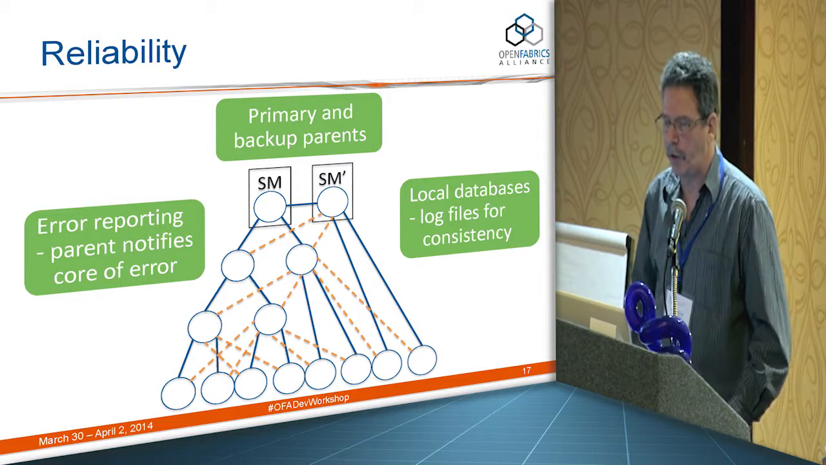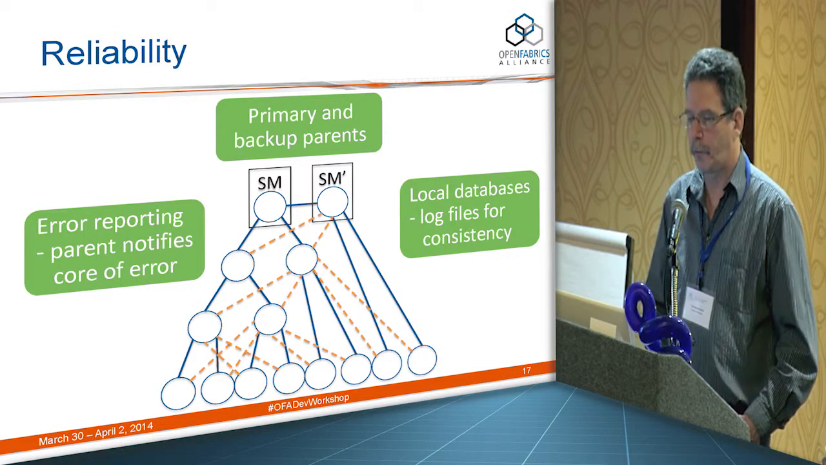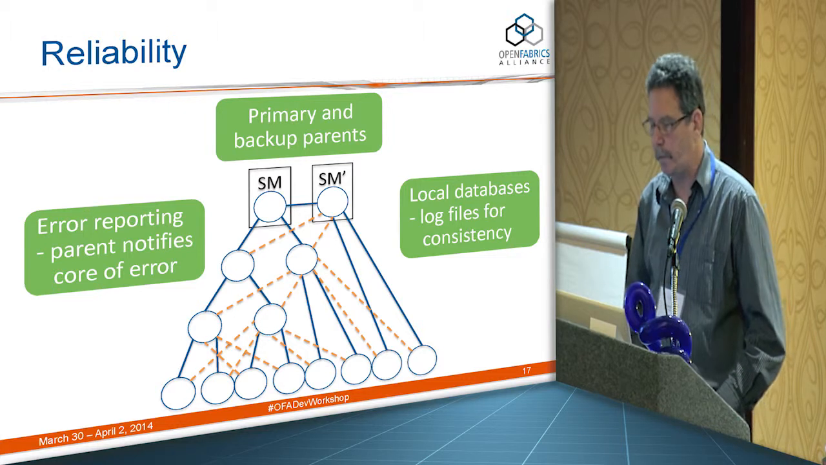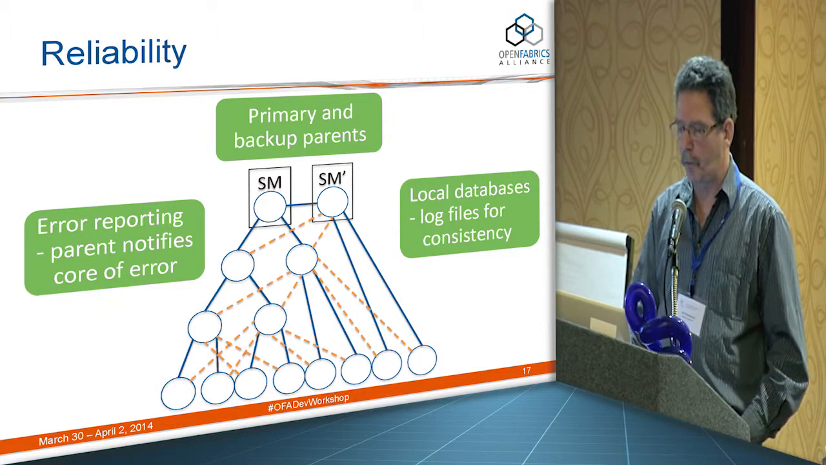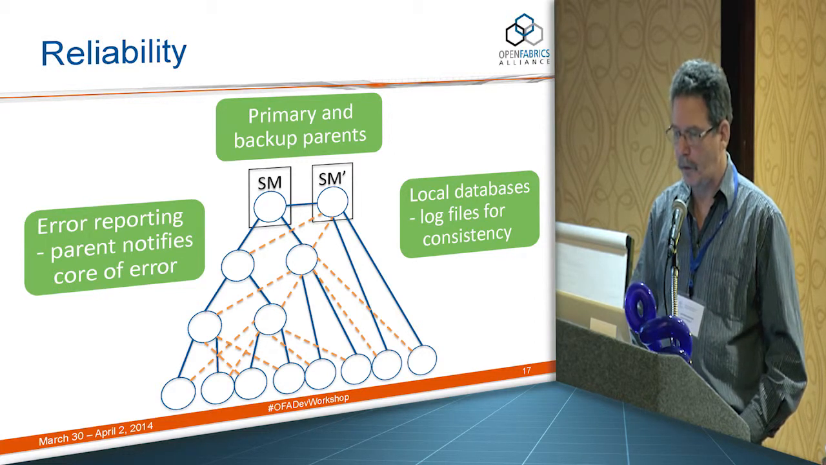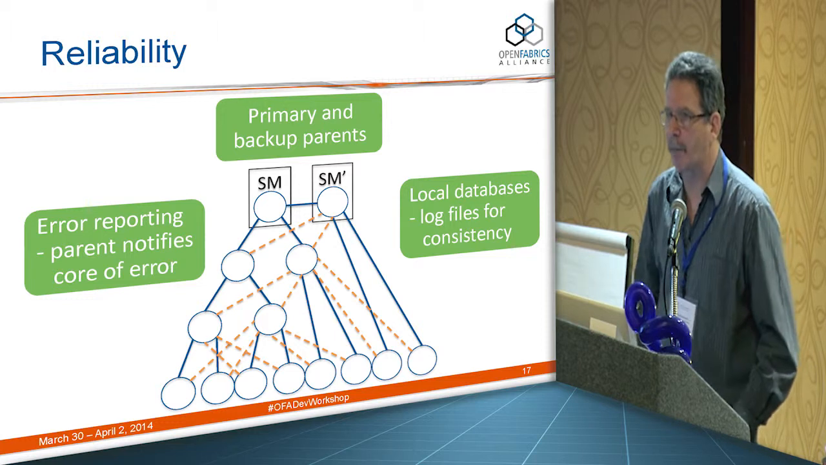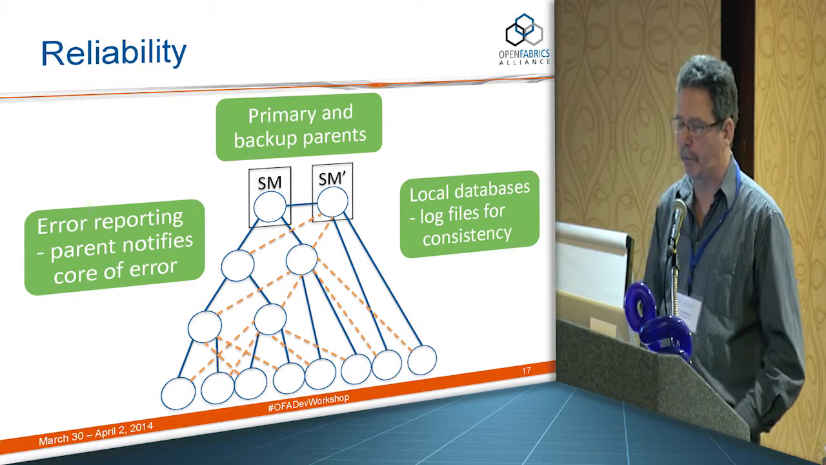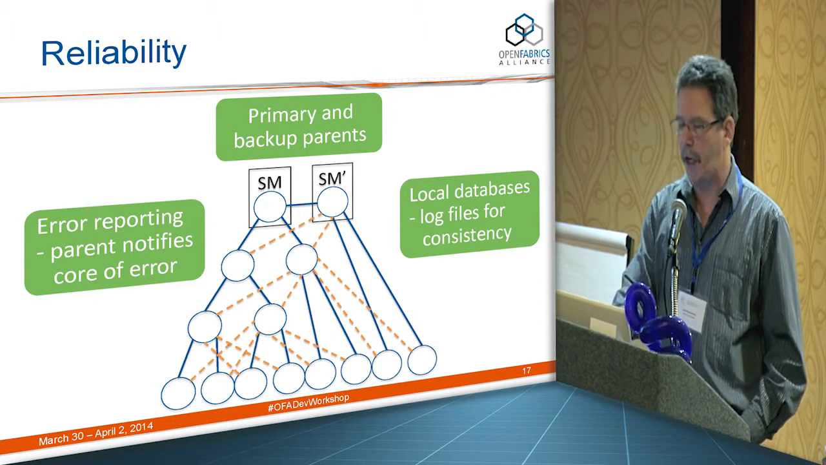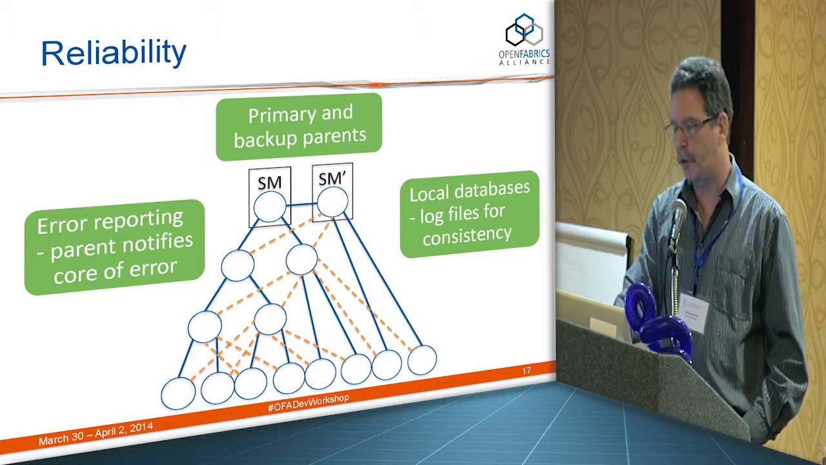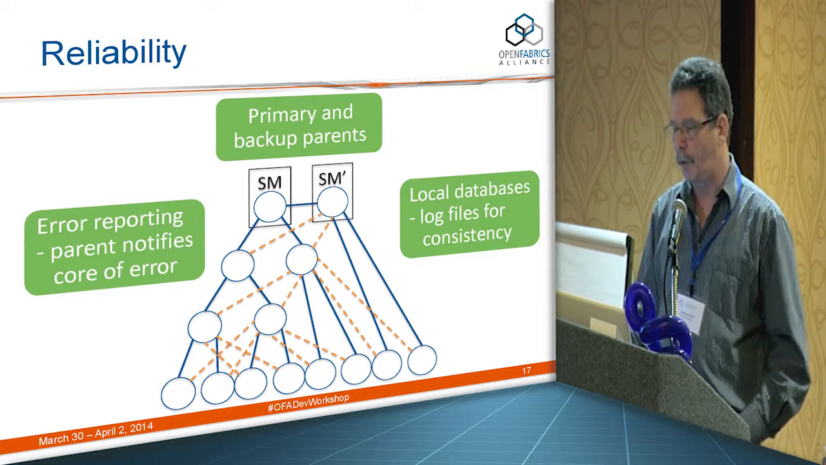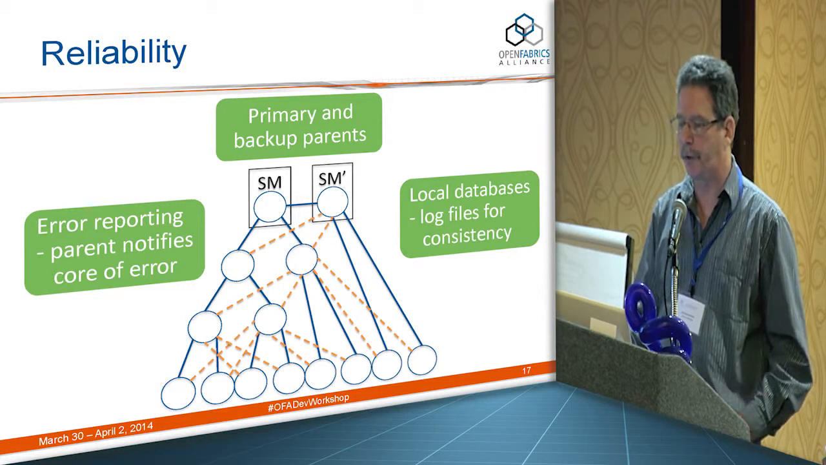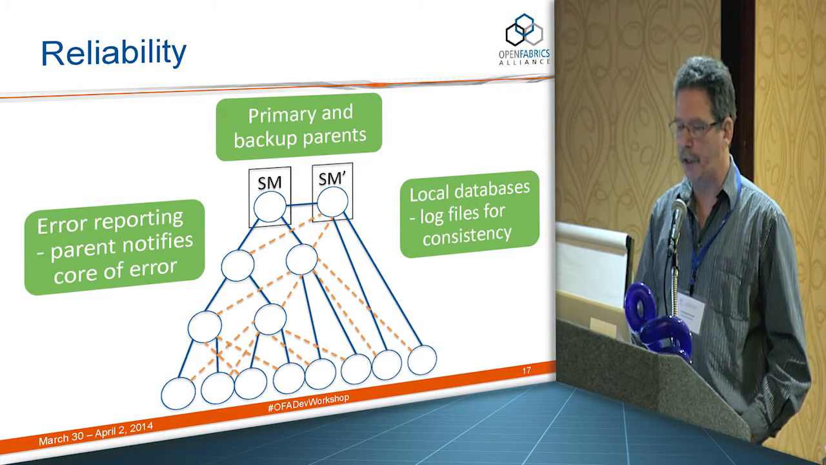For reliability, there's tree rebalancing and reconnecting, and this is work to be done. There are primary and backup parents, and the main cases are SM failover and also connection failover. These are the next steps with SSA.